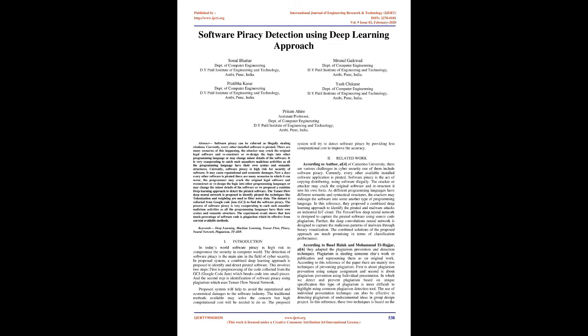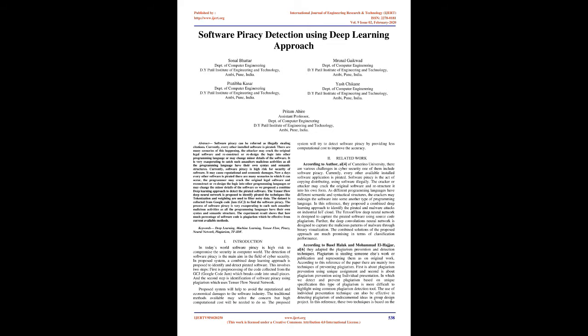Related work. According to the authors of the first reference, at Camarino University, there are various challenges in cybersecurity. One of them is software piracy. Currently, every other installed software application is pirated. Software piracy is the act of copying, distributing, or using software illegally. The cracker or attacker may crack the original software and restructure it into his own form. As different programming languages have different semantic and syntactical structures, the crackers may redesign the software into another programming language.